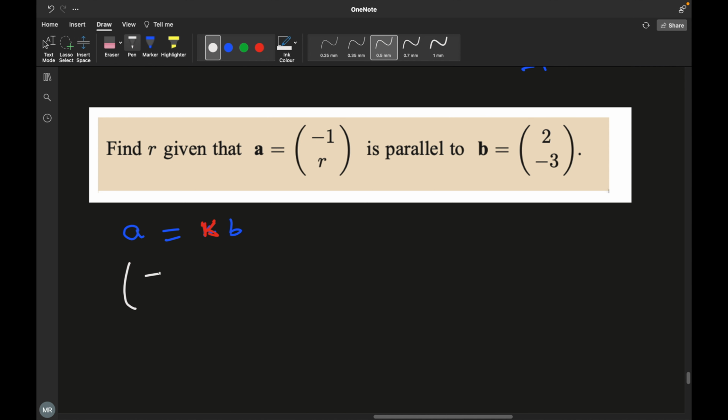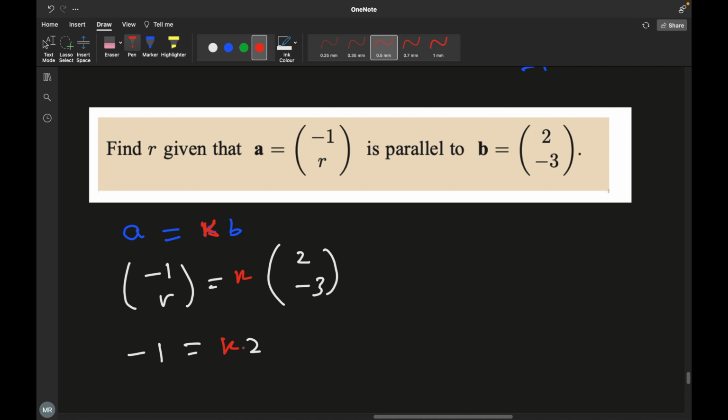And now A is negative 1, R and K multiplied by 2 minus 3. Negative 1 equals 2K, or K into 2, and we can deduce that K is negative 1 by 2. And if we want to find R, it is basically negative 1 by 2 into negative 3, which is basically 3 by 2. And that's how you solve a question like this.